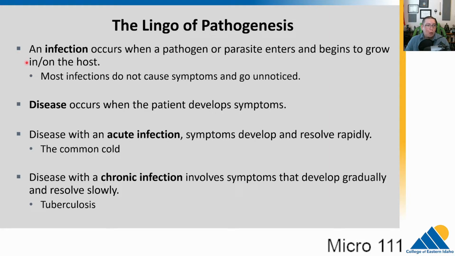So let's use one that often gets misused. An infection. An infection occurs when a pathogen or parasite enters and begins to grow in or on the host. So you get a rhinovirus, which causes the common cold. Once it goes inside of you and starts to replicate, that is an infection.